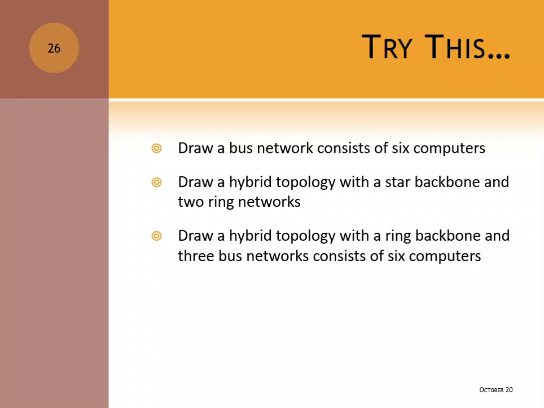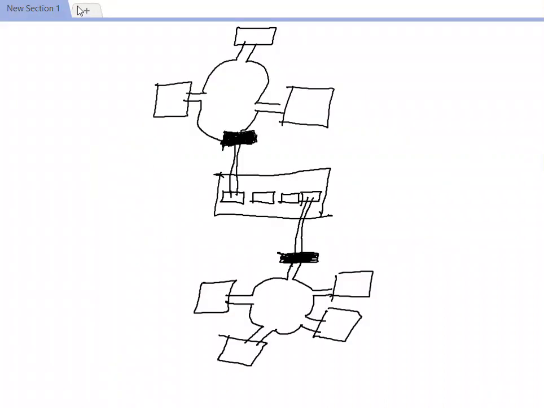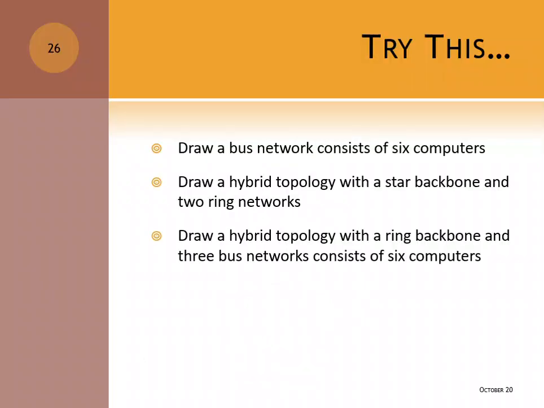So for the third one, draw a hybrid topology with a ring backbone and 3 bus networks. Okay, try to draw another one. Okay, this one mentioned each bus network consists of 6 computers. Okay, how do you draw 3 bus networks? So the backbone is ring. Okay, number 3, the backbone is ring. So you draw the ring first.